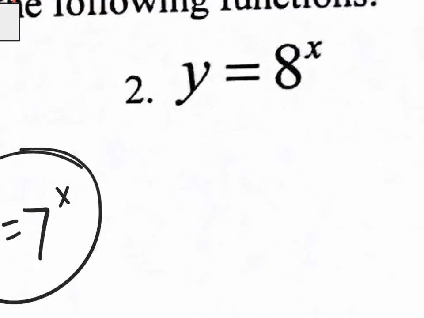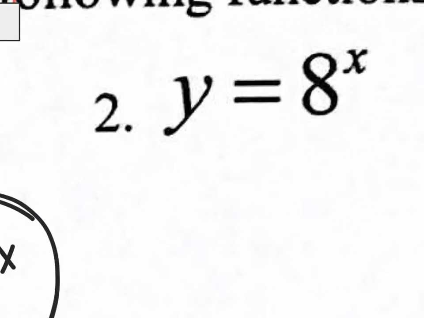Let's take a look at number 2 right here. Let's switch x and y. And I hope everybody's following along. We have x equals 8 to the y power. So after you switch x and y, you solve for y. So what are we going to do there? We need to get that y that's in the exponent position. I need it to come down as a regular y. I don't want it as an exponent.